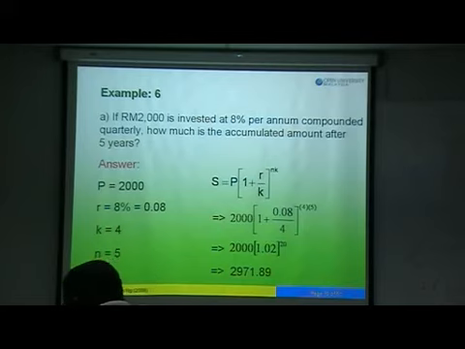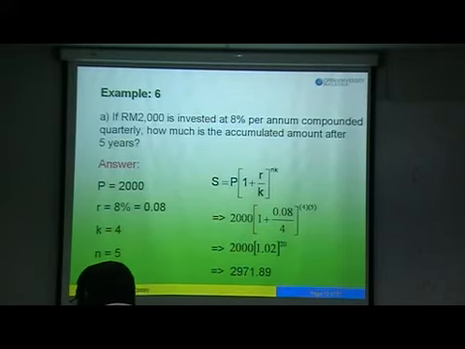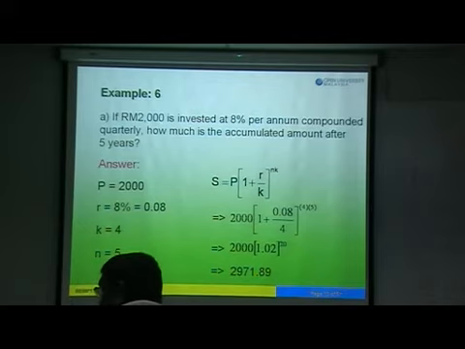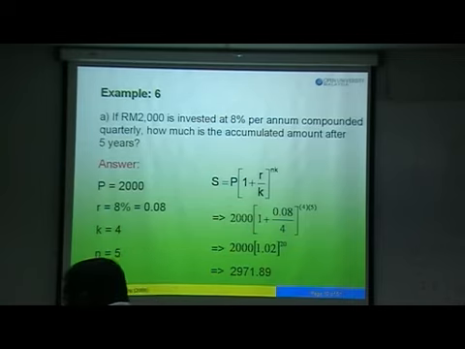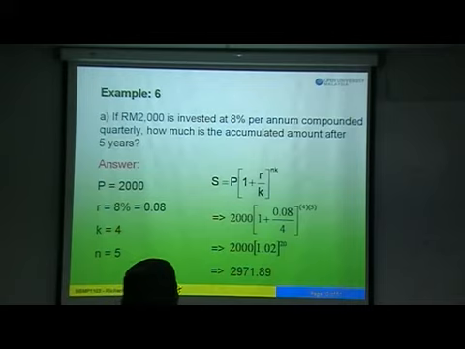then straight away, say, you times with 2000. So you should get 2971.89 something. Many more digits, right? But since this one is dealing with ringgit, then you only need two decimal places. Ringgit is the same, two decimal places. Did you get this answer? Right? So 2971.89. So this is the question.